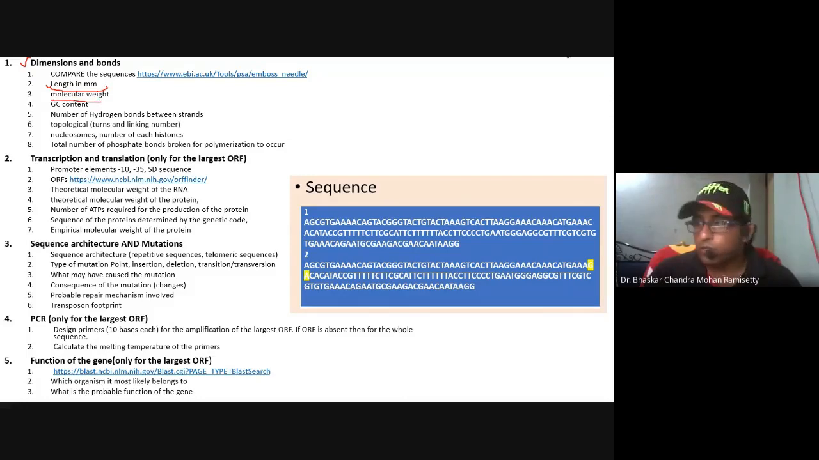Molecular weight you should have known, and similarly you should also have done the hydrogen bonds between the 2 strands. For this, you should have known the GC content and topology, linking number, and so on. We are not discussing so much topology and writhe and other things, but at least linking number you should know. Nucleosomes and the number of each of these histones, whether the question is about tetramers or dimers, you should be able to answer. And the number of phosphate bonds broken for polymerization. Can you think of it?